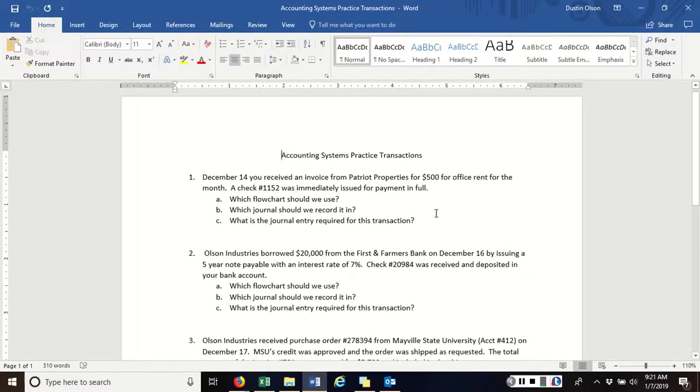So December 14th, we received an invoice from Patriot Properties for $500 for office rent for the month. A check number 1152 was immediately issued for payment in full. So first off, what flowchart do we use? What journal do we record it in? And what is our journal entry that we use?